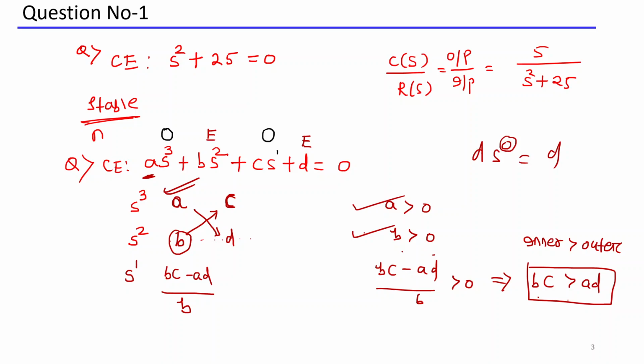Okay. So if you understand this, I'm giving a question to you. Just please solve this. I'm giving an equation: 10s square plus 5s plus 50 equal to 0. What should be the answer? Whether it is stable, unstable, or marginally stable?